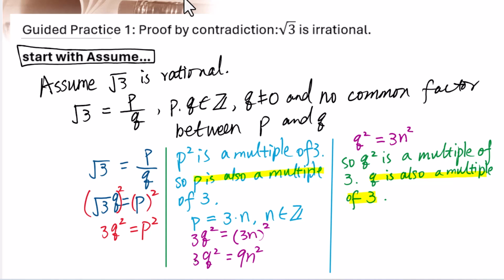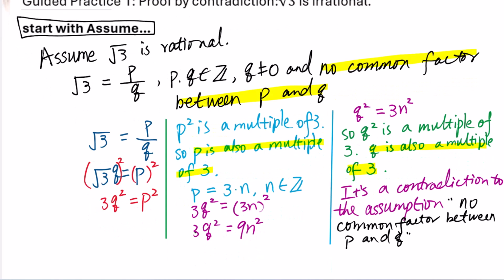P is also a multiple of 3, which means 3 is a factor of P, which is a contradiction to the assumption of no common factor between P and Q. So we can draw a conclusion. Square root of 3 is irrational.